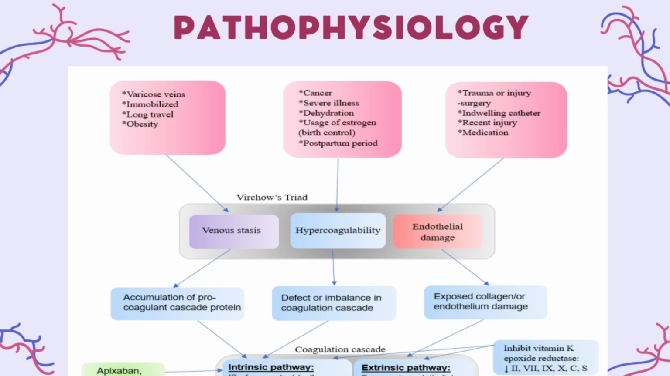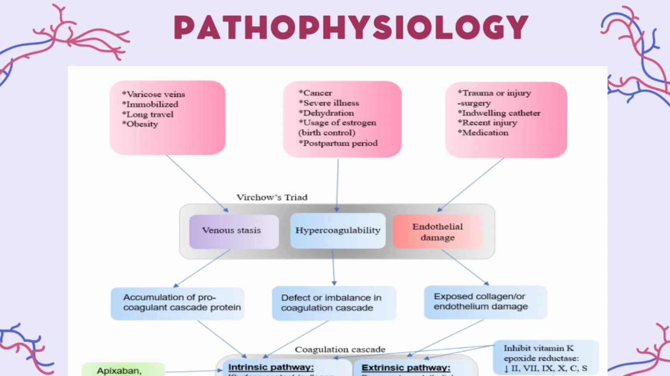So, here we come to the pathophysiology. The central theory behind the etiology of DVT can be summarized in Virchow's triad. DVT is caused by some combination of venous stasis, endothelial injury, and hypercoagulability. So, start tayo sa venous stasis.